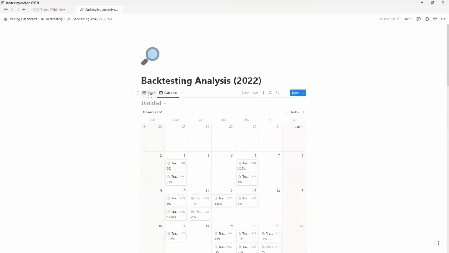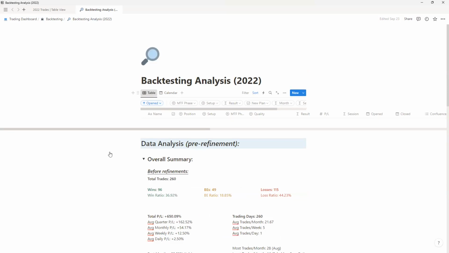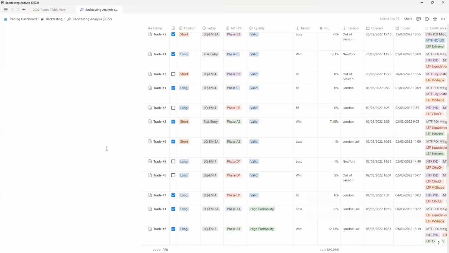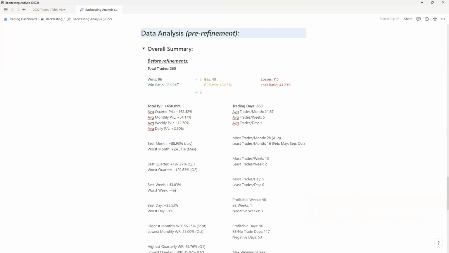Now we've given an overview, we can start to go into a bit more detail about how I actually began to analyze all this data. We've got the summary here, but we've only got a 36.92% win rate. That's not ideal. I'd quite like a higher win rate than that. What can I do specifically to improve this win rate?